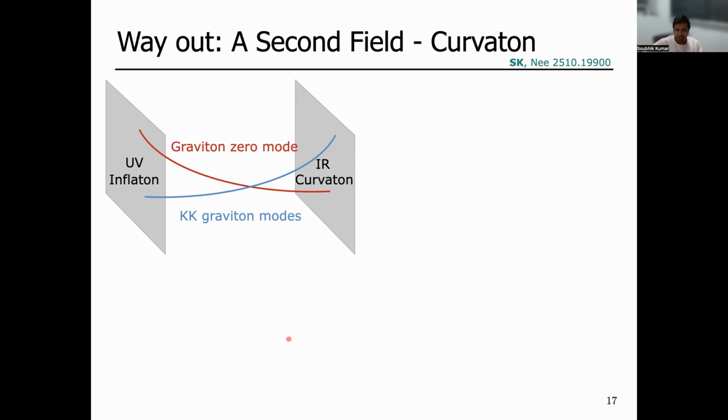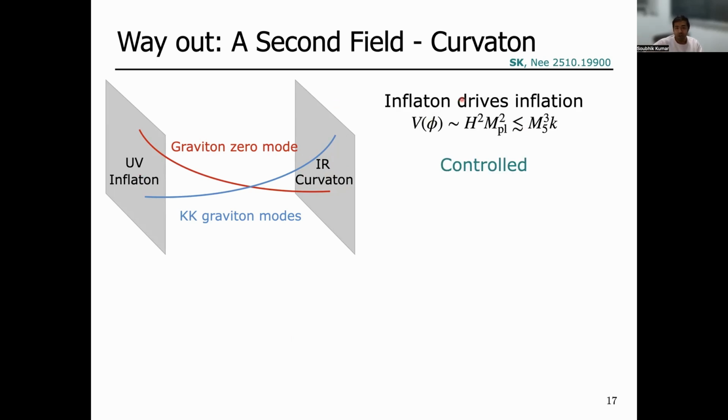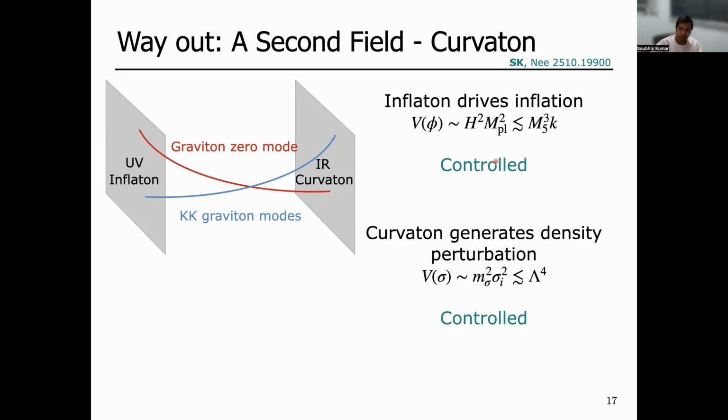So there is a way out of this, which is to invoke a second field, for example, the very well-known curvaton field. If you have a situation where the curvaton field is in the IR and the inflaton is in the UV, then the story would actually go through pretty nicely. In this case, the inflaton can drive inflation and its potential energy density can be, for example, much smaller than the brane tension or the boundary cosmological constant. So you can have a controlled setup.